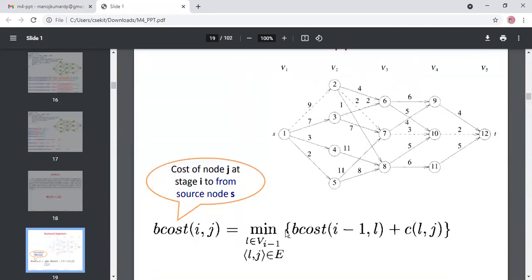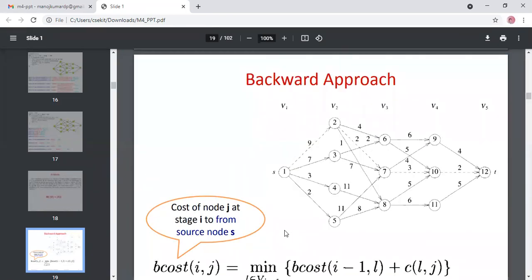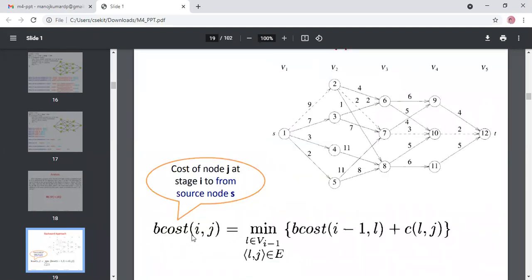Now you come to the backward approach. That was the forward approach, one graph. The backward approach is the next graph we are finding. So this is the cost of node j at stage i from source node S. That is the backward cost. Cost of ij was for the forward approach, and B cost of ij is for the backward approach. So B cost of ij is equal to min of B cost of i minus 1 comma l plus C of l comma j.